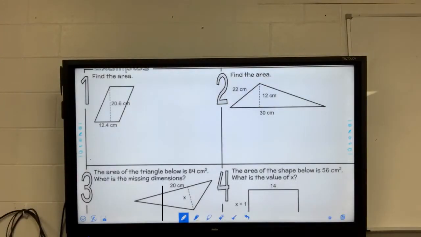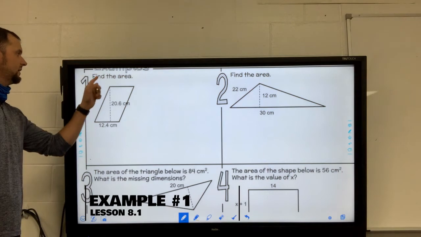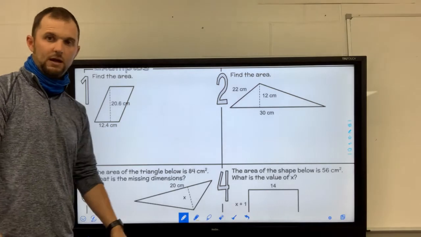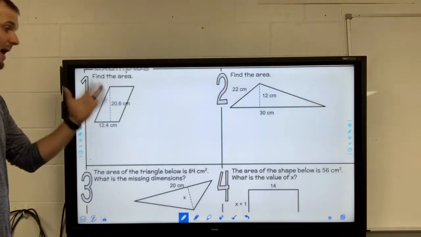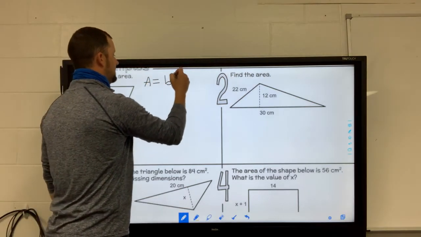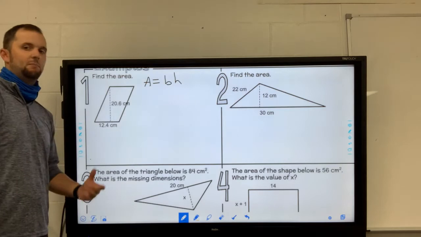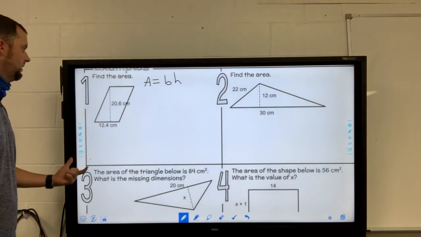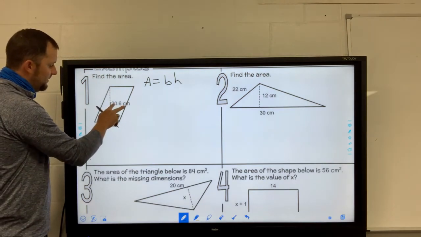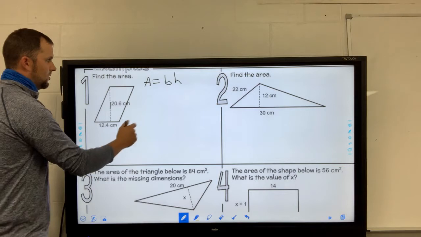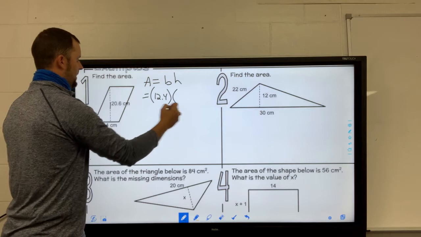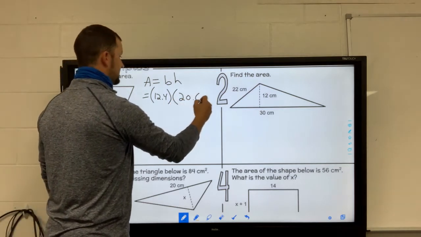All right, so look at example number 1. On number 1, it looks like it wants me to find the area. And it looks like on here I have a parallelogram, okay? I know this is a parallelogram, so I'm going to write my formula. A equals base times height. I'm going to take the base and multiply it times the height, okay? Right now, if you look, going straight down at a 90-degree angle is going to be my height, and then this is going to be my base. So I'm literally just going to plug those numbers in. My base is going to be 12.4 and my height is going to be 20.6.